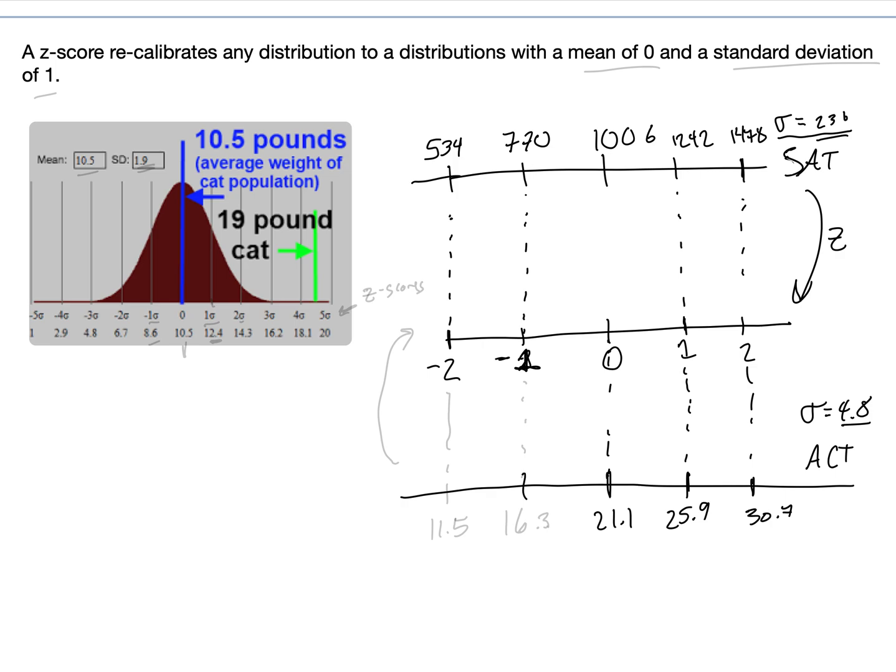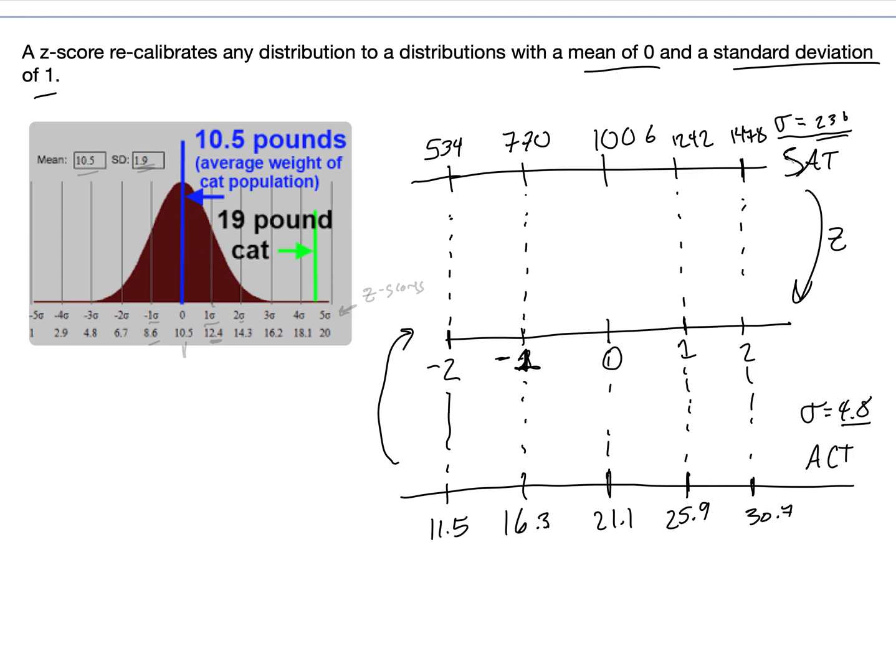If we go the other direction, if we subtract 4.8 from 21.1, we'll have 16.3, and that's 1 standard deviation below the mean, so a z-score of -1. And if we subtract another 4.8, another standard deviation, we'll get 11.5, and that's 2 standard deviations below the mean, so that would give us a z-score of -2. So a z-score takes any distribution and maps it onto the same distribution with a mean of 0 and a standard deviation of 1.